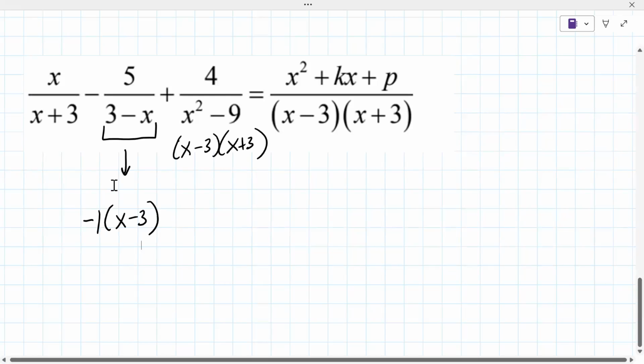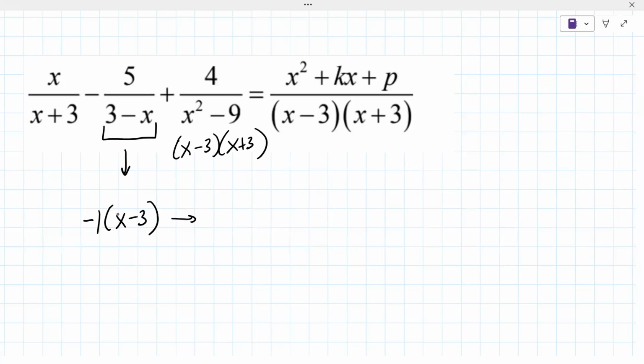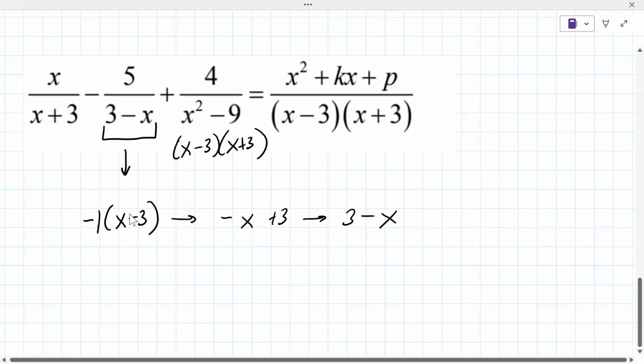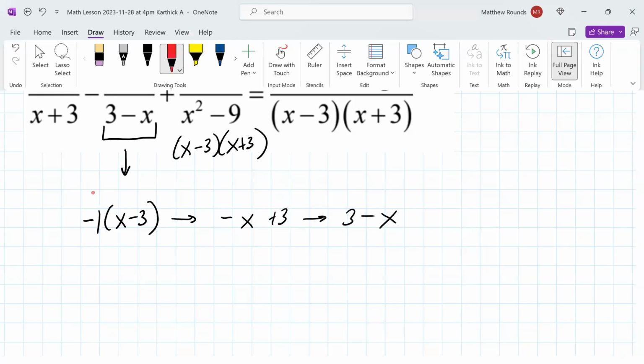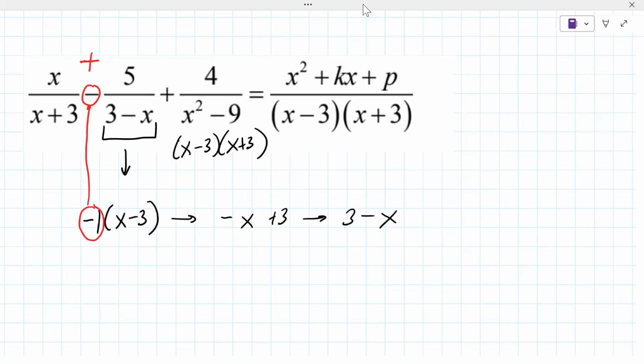If you distribute the negative in, you do get -x plus 3, which is rewritten as x minus 3, negated. The reason we want it in this order is because it's got to match up with all the other x minus 3s and the x plus 3s. You'll see this is very common in your part of the course. Now this negative out in front is going to pair with this negative here. It's going to make a plus net result. Is that okay? Yeah. All right, so a little bit of rewriting here.